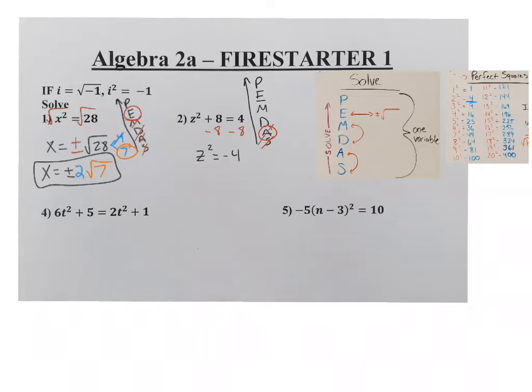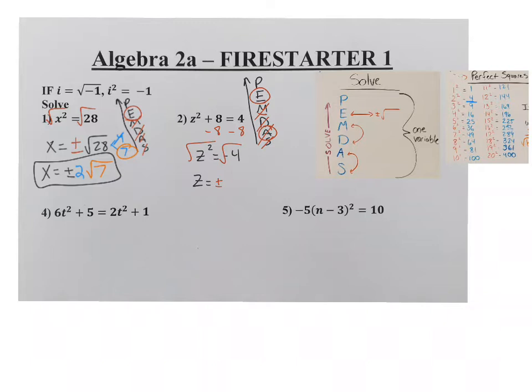Now, the addition's gone. There is no division. There is no multiplication. There's an exponent. How do I get rid of an exponent? Well, I square root both sides, just like we did in the last problem. I end up with z equals, and remember, whenever I square root both sides, plus or minus has to show up.